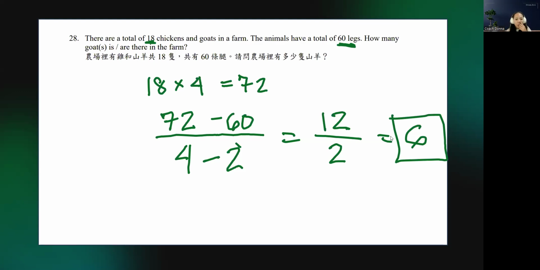12 divided by 2, oh wait. Oh, we haven't subtracted it yet. 60 minus 18. Oh, this is the other way around. Let me correct this one. Sorry.